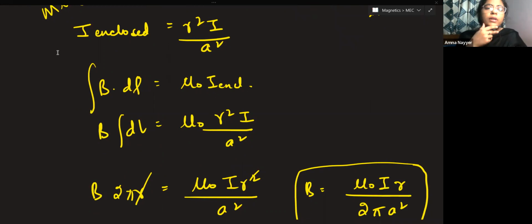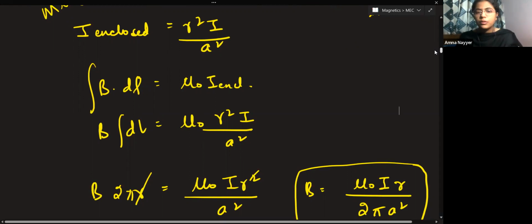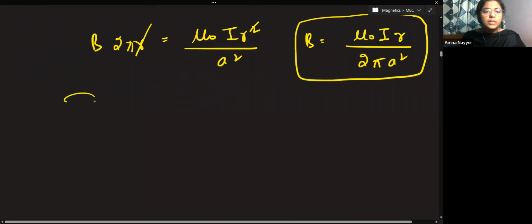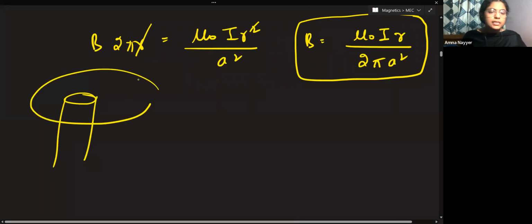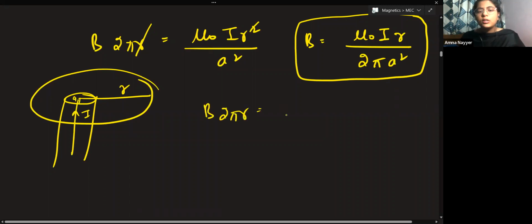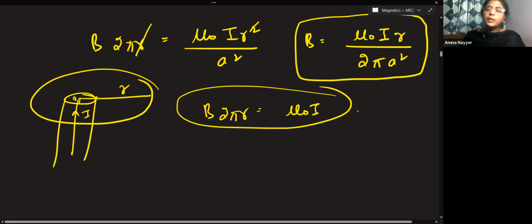See, current enclosed will be different now. We calculated it for a very small, narrower region with a radius small r. If r is lying outside, just have a look. If this was the wire and this is the Amperian loop now with radius r, and this is small a, and current I is flowing in this wire, then B into 2 pi r will be equal to mu naught I. The total current enclosed within the loop is the current flowing through the wire. So that becomes I. So your answer will be from here, had it been r greater than a.